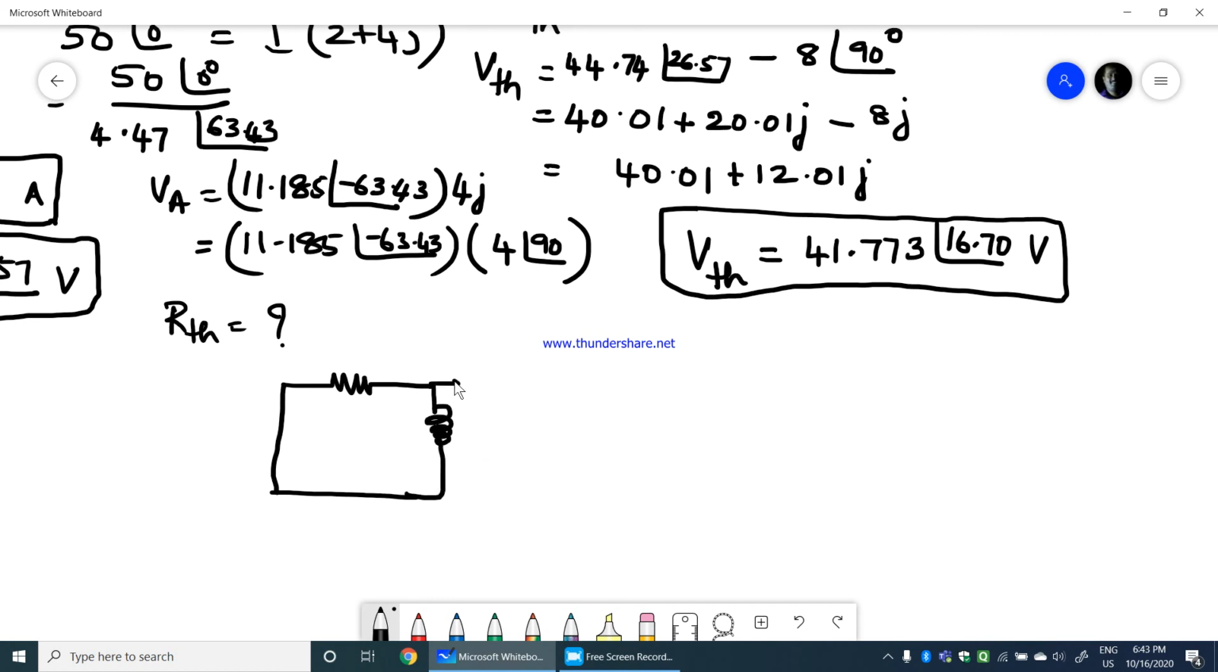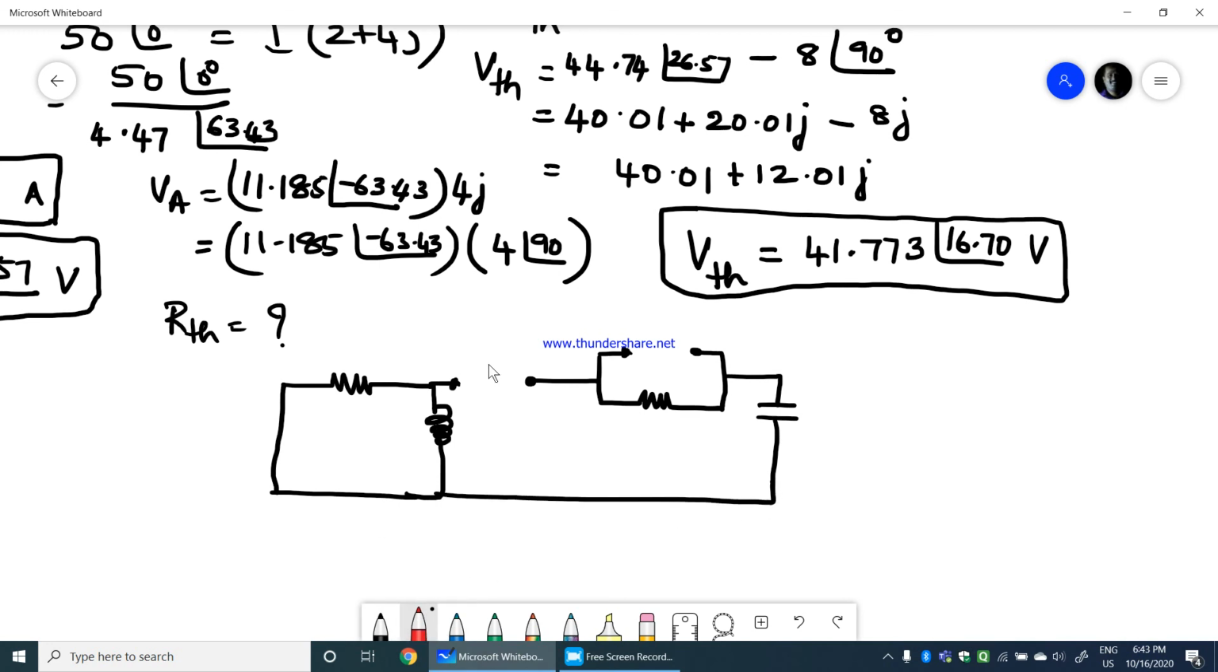Then I will remove the load here. Then I have a resistance. I have a current source which is made open now. I have again J4. Here this is 2 ohms. This is short because the voltage source was there. Then here J4 ohms. Then I have 4 ohms. Then I have minus J4 ohms. So this is A and B. I need to find out what is RTH here.